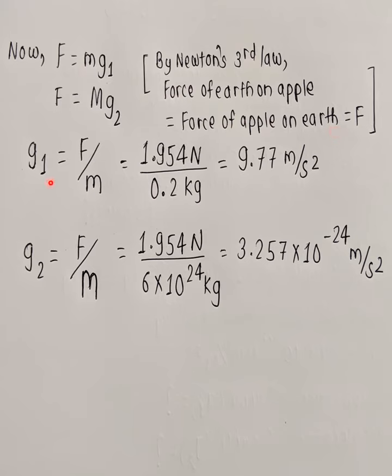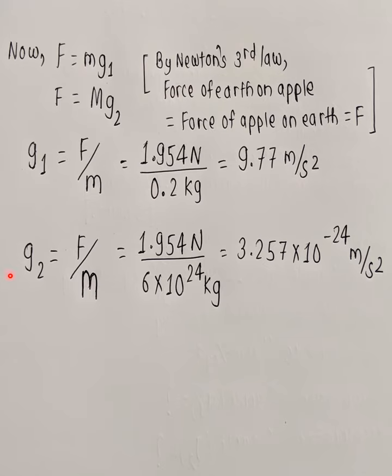Let's try to find the acceleration due to gravity of apple, basically the acceleration of an apple. You divide the force by the mass of the apple. You get a familiar value, close to 9.8 meter per second square. In this case, 9.77 meter per second square.